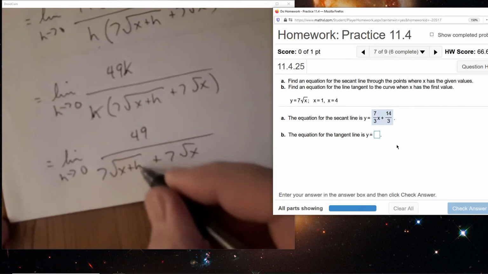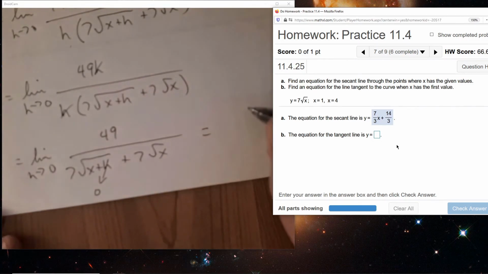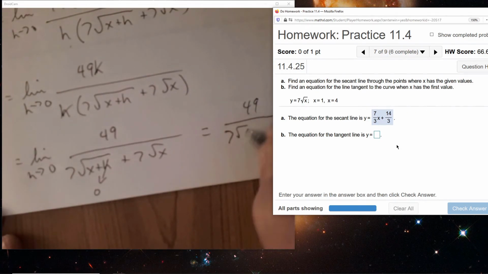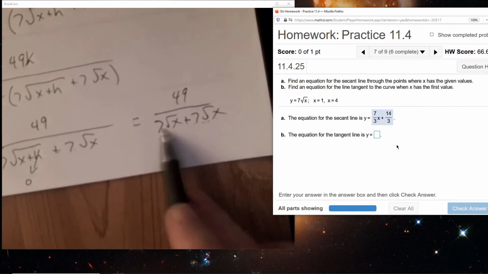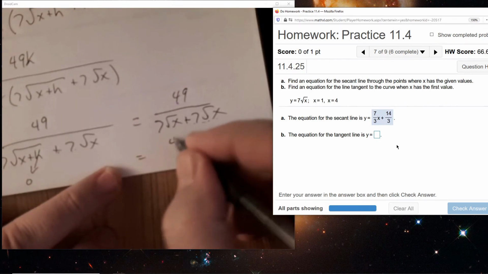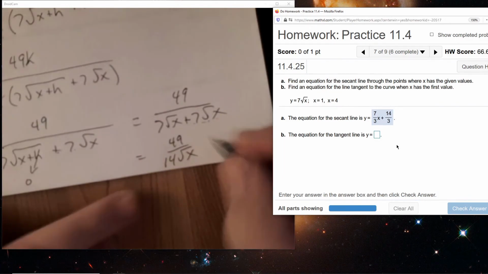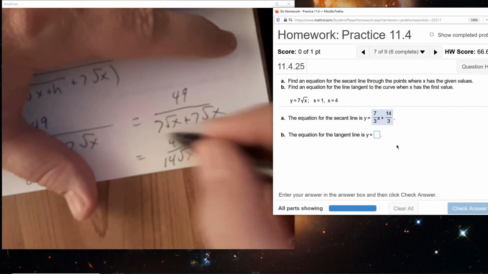So now as h gets forever closer to 0, what remains? Well, what remains is the 49 in the numerator. This h is going to 0, so all that remains there is 7 square root of x plus 7 square root of x. The denominator has like terms, so we can add these two together. 7 plus 7 is 14. And this is our derivative.